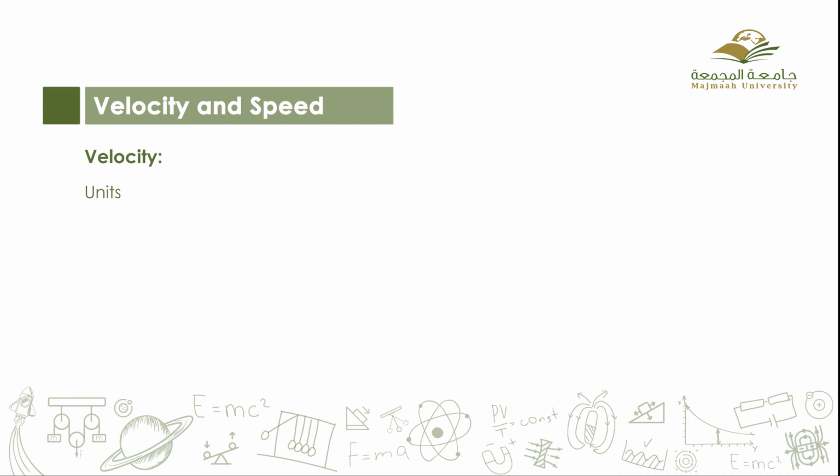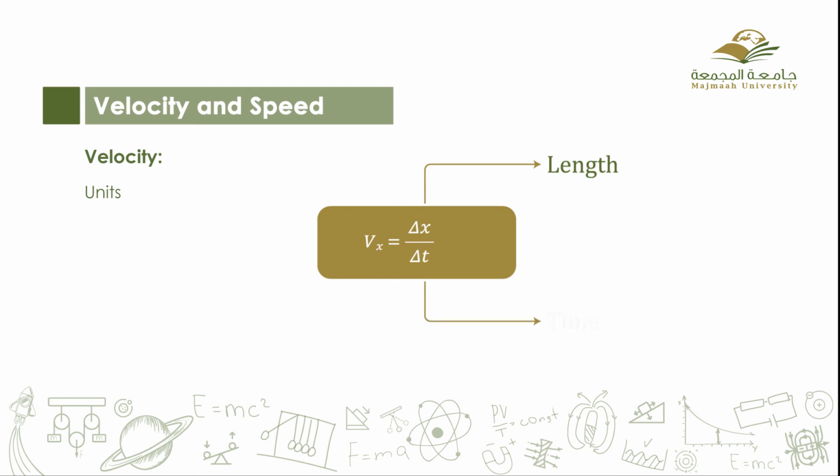So V equals delta x, the length, divided by t, the time. So the measuring unit of velocity is length divided by time, equals meters per second. Okay, so now you can find the unit of measuring velocity: meter per second.